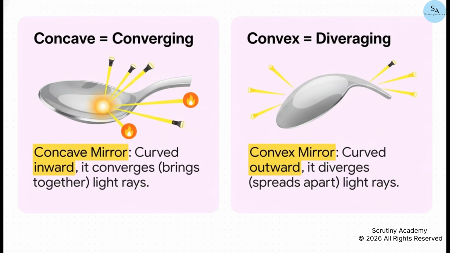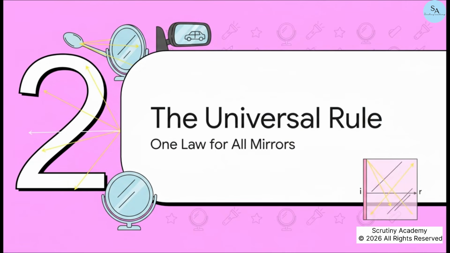A convex mirror is the total opposite. It bulges out, like the back of the spoon, and it spreads light rays apart, or diverges them. Just remember this: concave converges, convex diverges. Simple. Now, before we get any deeper into these curved mirrors, there's one golden rule of light that works for every single mirror out there, whether it's perfectly flat or totally curved.